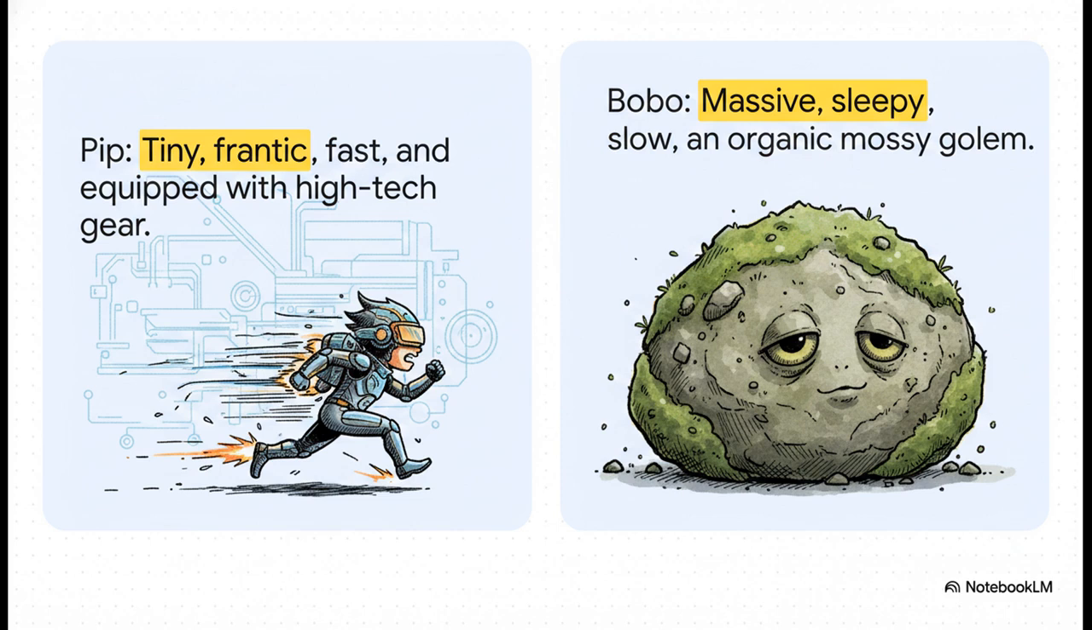It's Bobo, the giant golem. Now, the absolute crucial storytelling element here is the power of contrast. Think about it. You have Pip, who is tiny, frantic, incredibly fast, and covered head to toe in high-tech gear. And right beneath him is Bobo, who is massive, sleepy, remarkably slow, and made entirely of organic moss and rock. This contrast is the beating heart of their dynamic. They are total polar opposites, which makes putting them together instantly engaging.